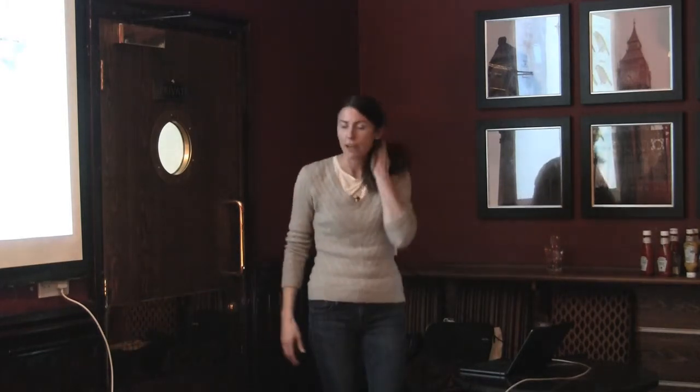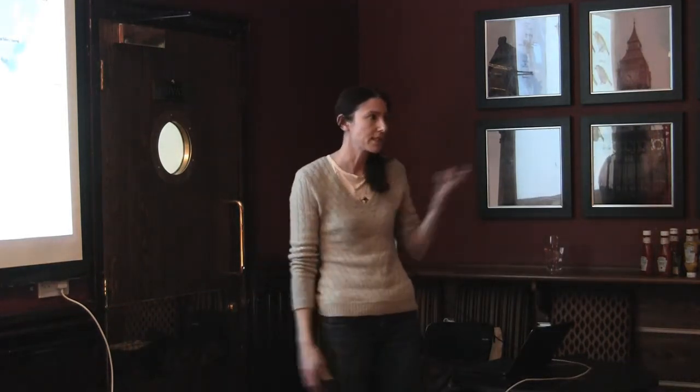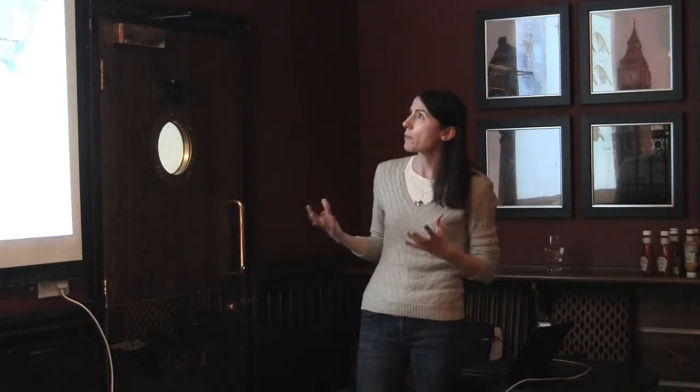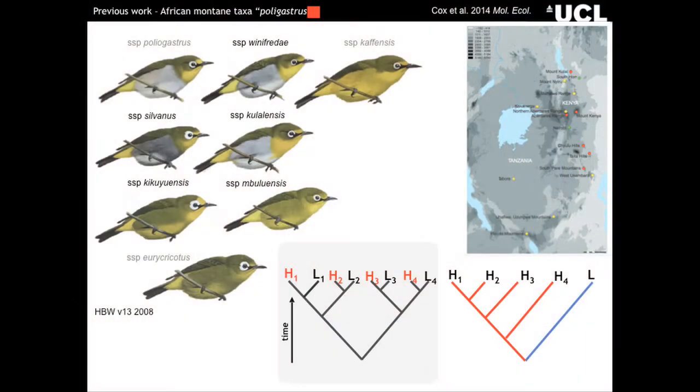Okay, so our earlier work, which was conducted by Siobhan Cox, who, as Robert said, was our joint PhD student, we focused on these African montane birds, the Polyagastrus. And these birds are actually quite gorgeous, they're quite big, they're found in the Sky Islands, so they occur, we can see in the red dots here, from Hare Mountains in Tanzania, through the Tata Hills, Chula Hills, Mount Kenya, up into Ethiopia.